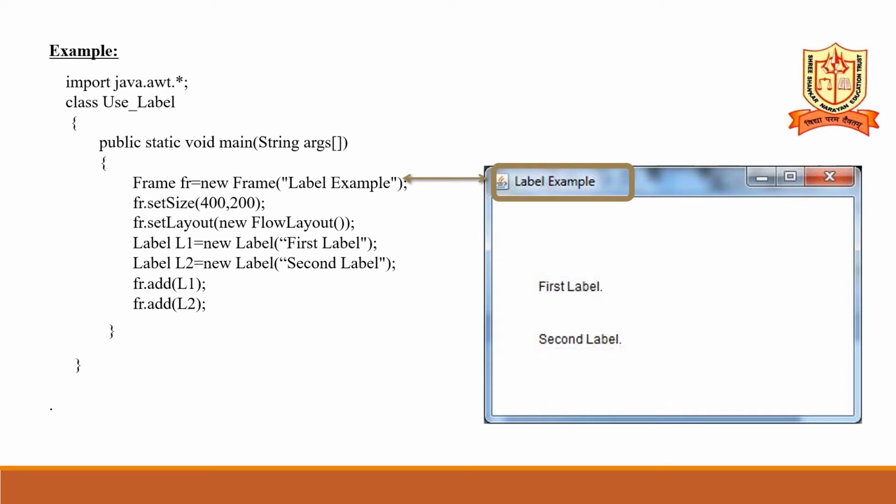Create the label object, that is Label l1 equal to new Label, passing the string variable, the label name, First Label. The first label is created. And the second, Label l2 equal to new Label, passing the string Second Label, so the second label is created. Once you have created the objects of the components, you have to add them in the frame. Which is the object of the frame? fr. So fr.add(l1). How many objects did you create? Two label objects. Those two label objects you are supposed to add in the frame object. Is it clear?